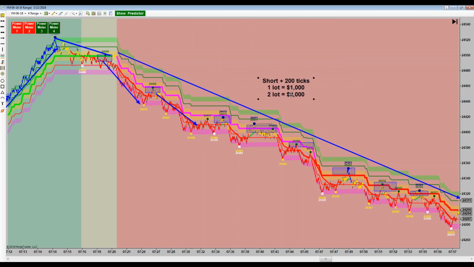So it would have been a little bit less than that. One lot would have been $750. But if you caught the 2 lot on the whole shot, $2,000, guess what? You would have qualified for the $25,000 account with that one trade.